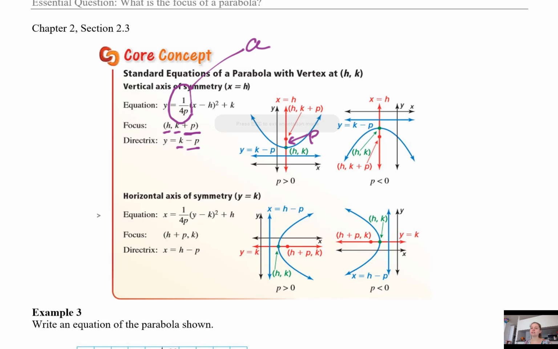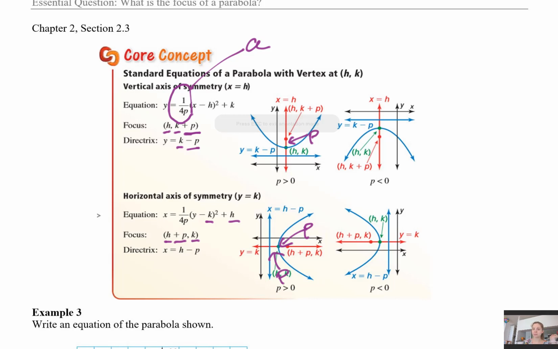If you have what I'm calling a sleeping parabola, then the formula just gets switched around slightly. You'll see now you have x equals, the a value is still 1 over 4p, now you have (y minus k) squared plus h. So the k and h have switched places. The vertex is still (h, k), which means the focus is now h plus p. This p value, again, is how far away the vertex is from the focus and how far away the vertex is from the directrix. The directrix then is x equals h minus p.